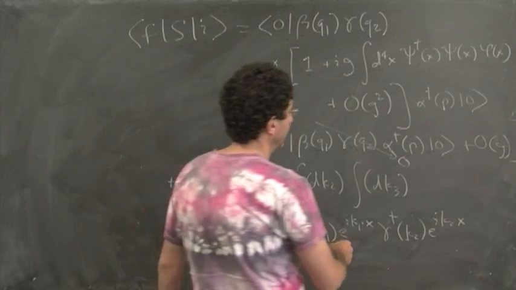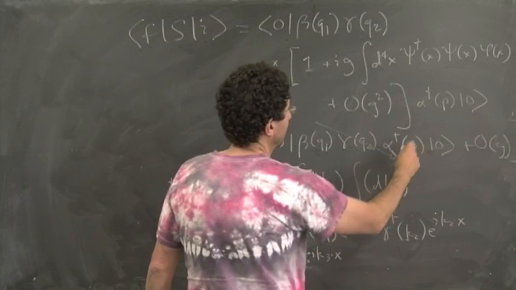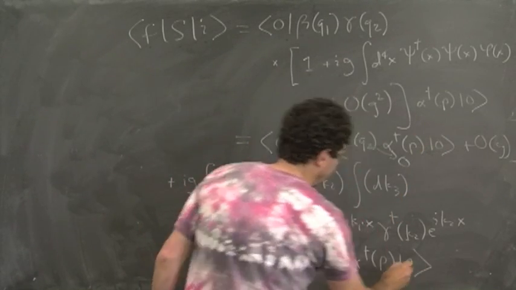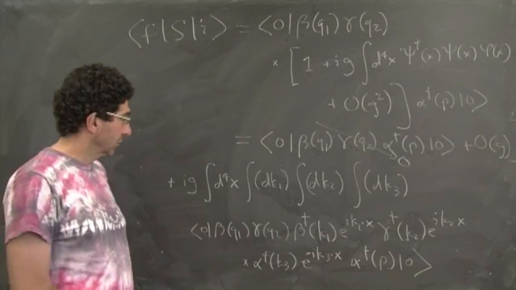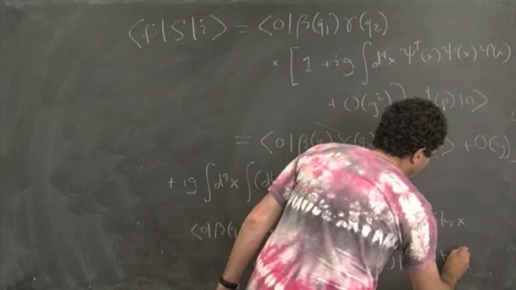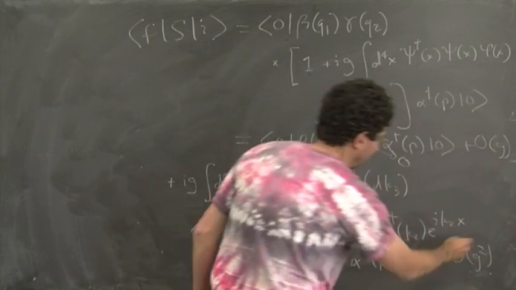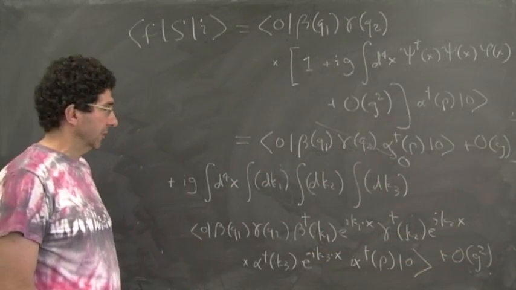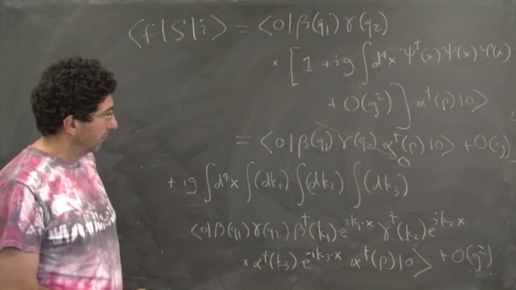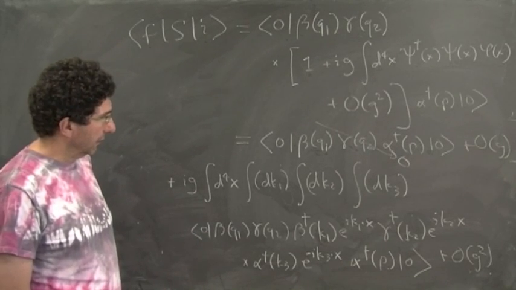Okay, and then I still have to put my alpha dagger of P acting on the vacuum state. So this is the only term at order g that can contribute. Then I don't know what happens at higher order, so I could have some order g squared corrections. Okay, so now with my previous logic, I could say, all right.